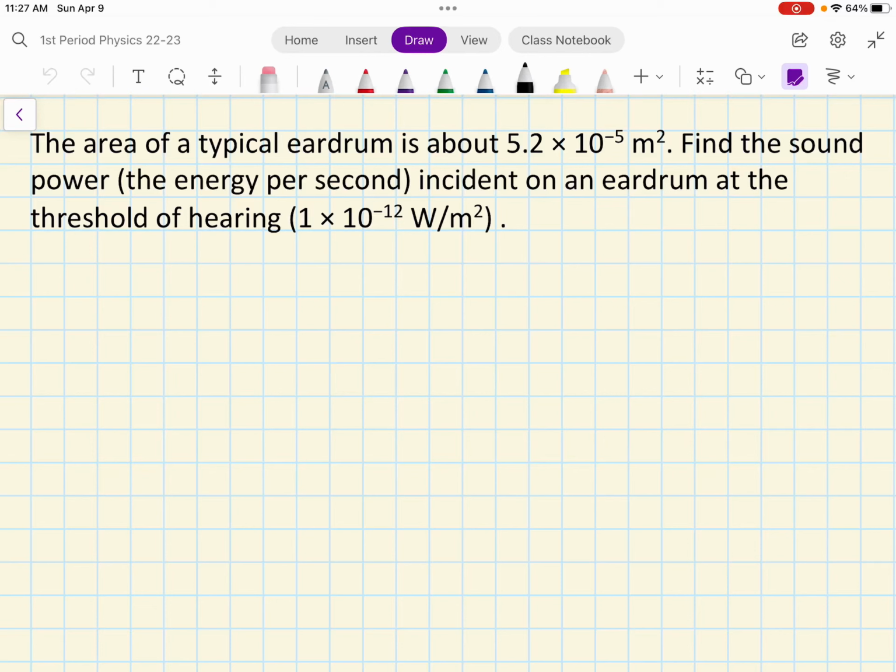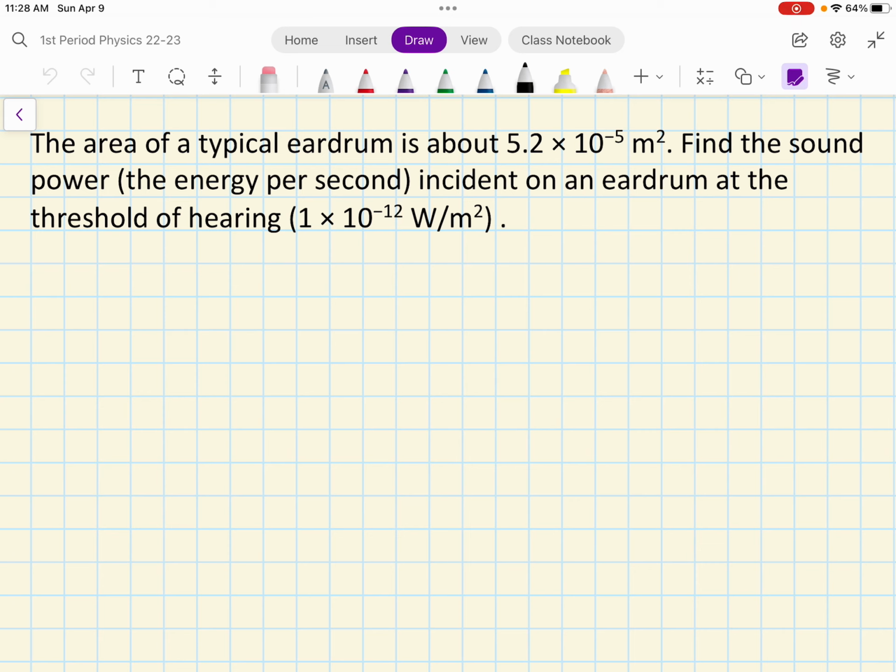Hey guys, so here's one more. This one is a short, quick example on sound intensity and power. It says, the area of a typical eardrum is about 5.2 times 10 to the negative fifth power meters squared. Find the sound power, the energy per second incident on an eardrum at the threshold of hearing, 1 times 10 to the negative 12 watts per meter squared. That's the number from the previous video that I told you would need.